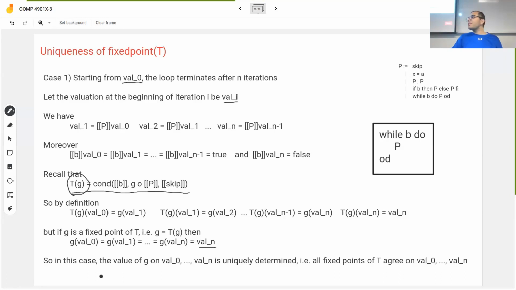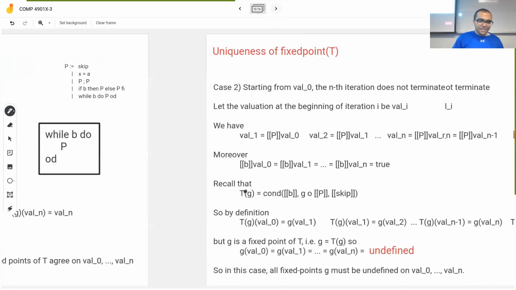Okay, any questions here? A lot of you seem confused, but if you don't ask me questions, I just assume that you understood this. Okay. So this was the case where the while loop terminated. Now case 2.